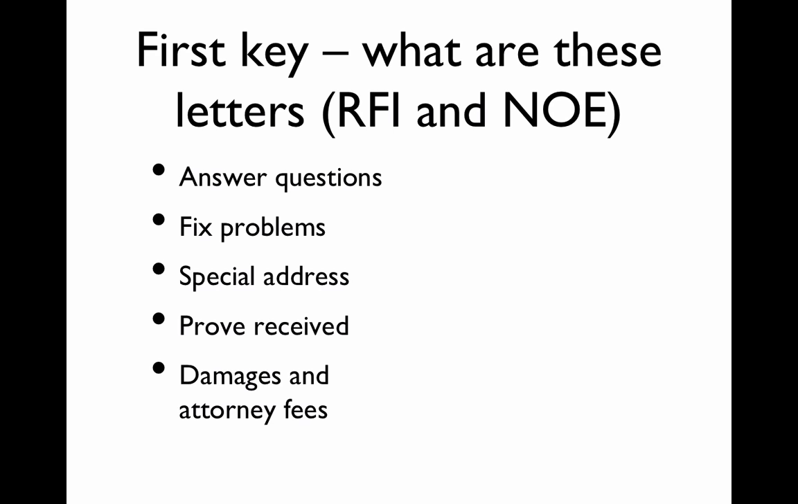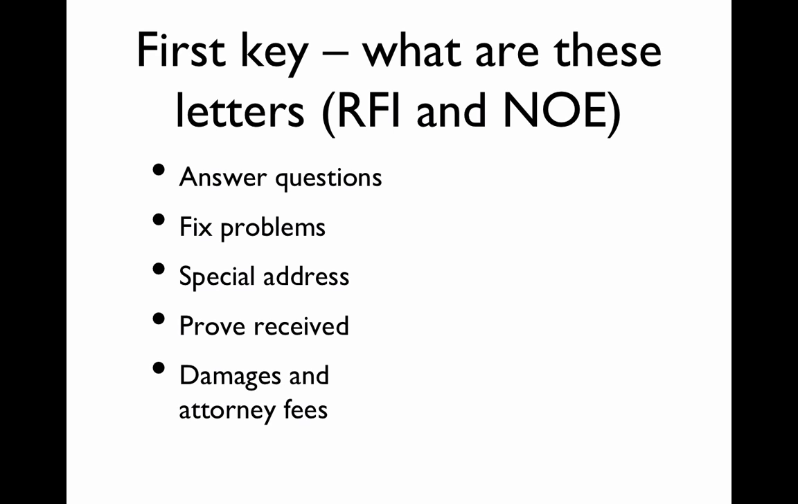So first key, what are these letters? RFI is request for information. NOE is notice of error. Here's what I want you to think about. If you've ever had the experience, and I bet you have, where you go, I do not know why the mortgage company is saying this or saying that. That's what a request for information is. You send it and you say, tell me why you're doing this. Or tell me what documents you've received, or tell me what documents you're missing, or whatever it may be.